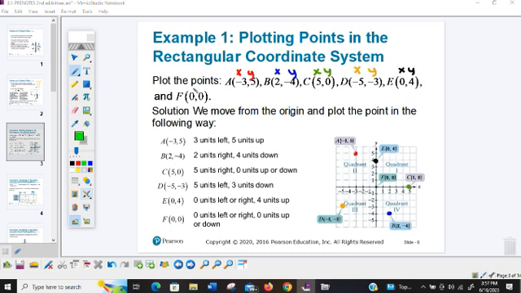We have one more. X is 0, y is 0, so I don't go anywhere. I stay in the middle and put a dot at the origin.